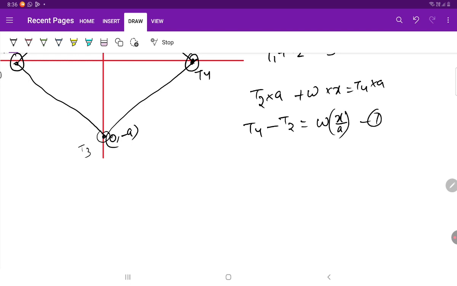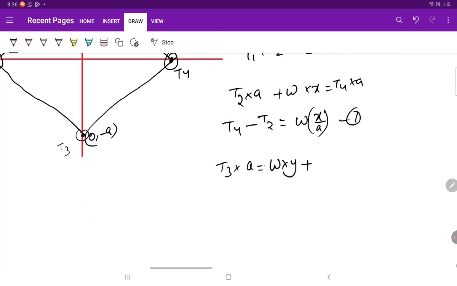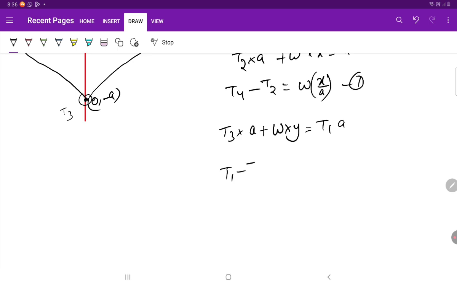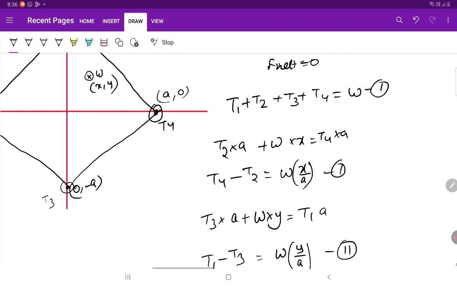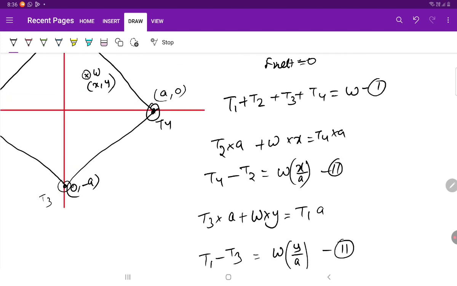Similarly, writing the torque equation along the x-axis, T3 into A is equal to W into Y plus T1 into A. Similarly, T1 minus T3 will come out to be WY by A. This is equation 2, and this is equation 3.